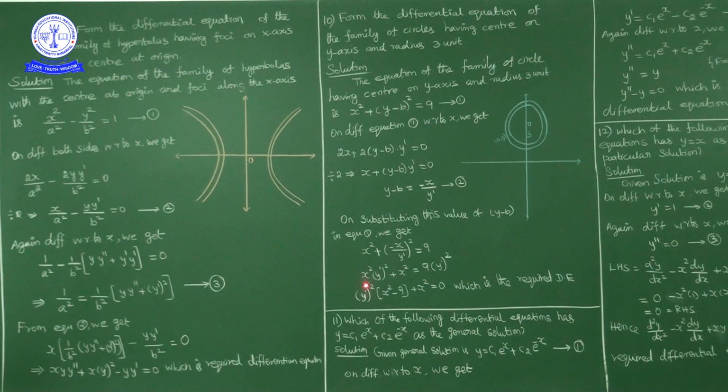And taking y dash square common, what will we get? y dash square into (x square minus 9) plus x square equal to 0. Here the arbitrary constant b is eliminated. So this is the required differential equation.